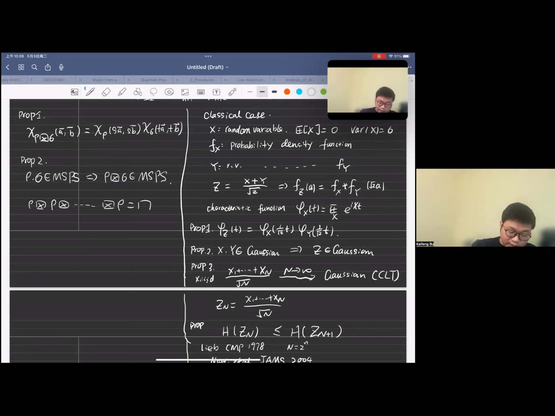Let us assume we have n convolutions, so we denote it as the n-fold convolution of rho. If we repeat the convolution again and again, which means the number of convolutions n goes to infinity, it will map to some stabilized state. Just like the classical case, where the output probability distribution will converge to a Gaussian distribution, here we found that the output state will converge to a stabilized state.